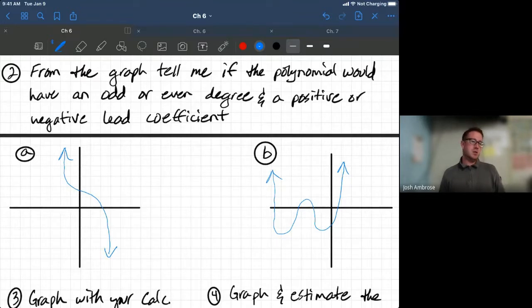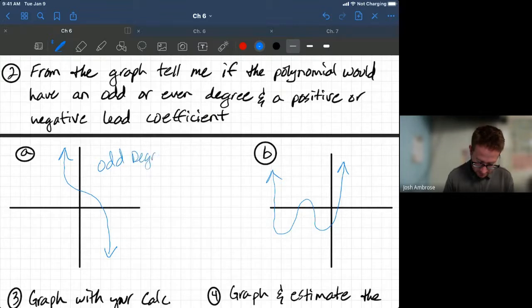Okay, so when we take a look at A and you look back at that chart, you're going to see that the shape for A looks very, very similar to a cubic function, which has a degree of 3. So 3 is an odd number, so we're going to say this is an odd degree. Okay, second part is the coefficient. Is it a positive or a negative lead coefficient?